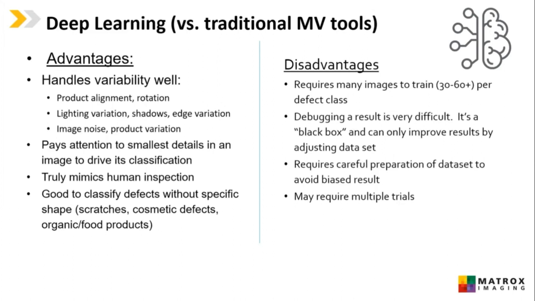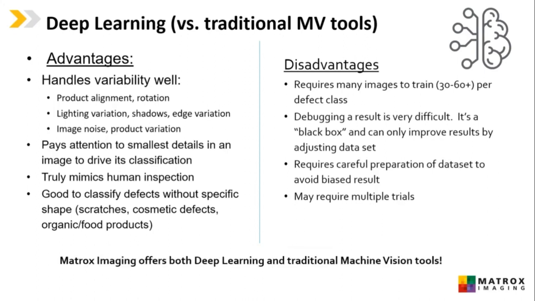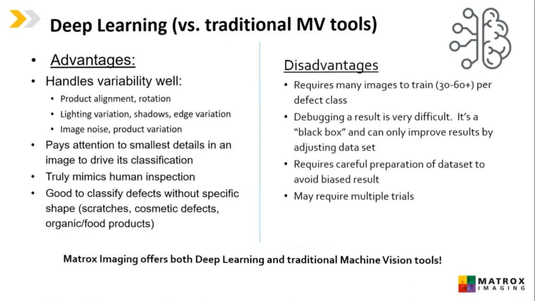And like I said originally, it may require multiple trials. That's where the GPU comes in handy, because otherwise you're going to have to wait a long time to see the results of the CNN. The good news is that Matrox offers both deep learning and traditional machine vision tools. That's one of the greatest things about the Matrox tools: you're able to tackle applications using both of these tools.